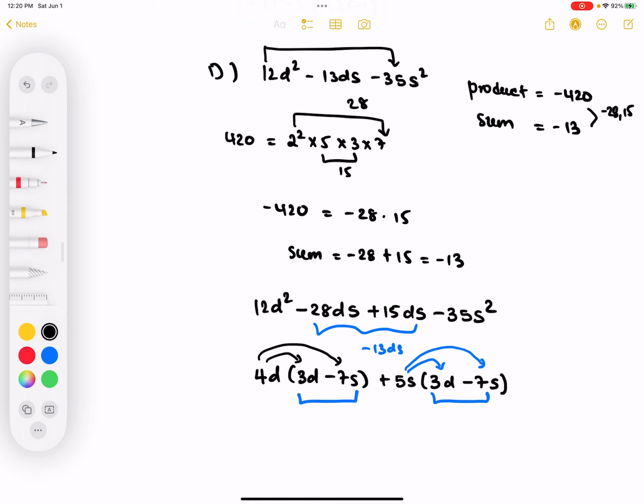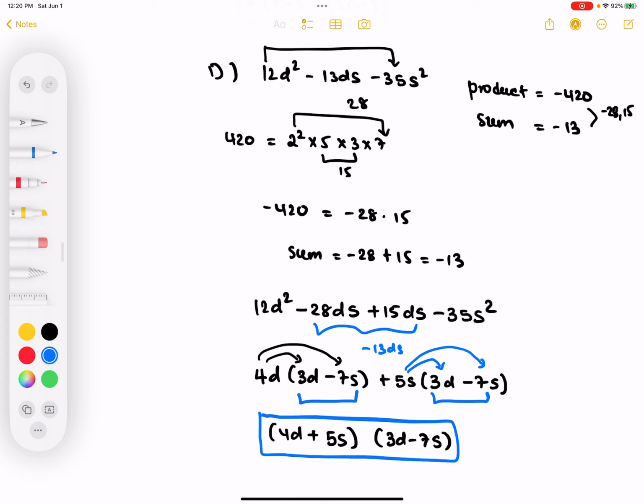Now finally I can write 4d plus 5s multiplied by 3d minus 7s. That is the final answer when we factor 12d squared minus 13ds minus 35s squared.